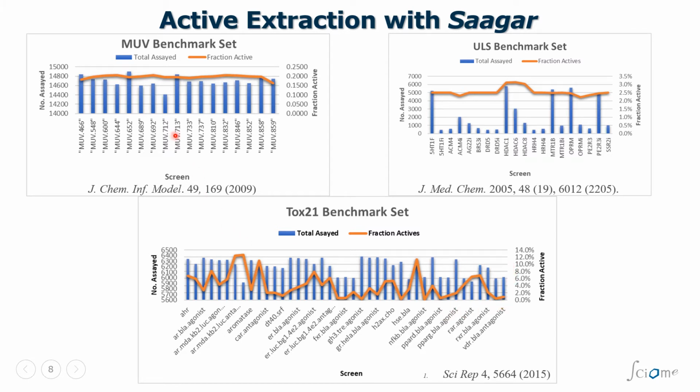While the MUV and the ULS sets are constructed to have very few active chemicals by design, intermixed with numerous decoy compounds that match molecular size and overall physico-chemical properties, the TOX21 set is the more practical one, consisting of industrial and pharmaceutical chemicals.